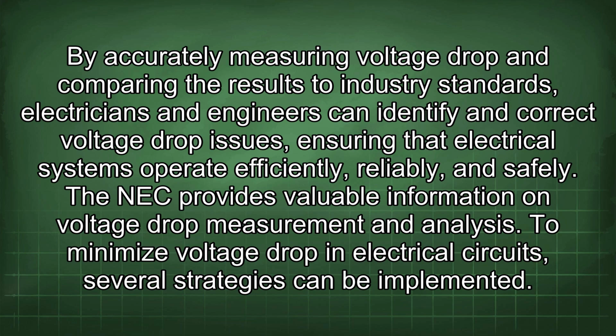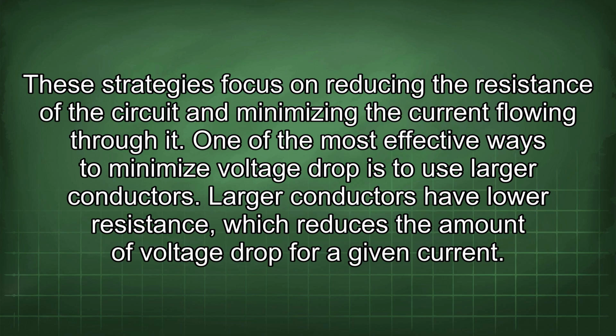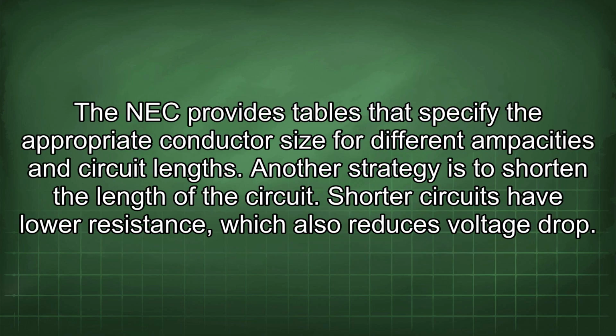To minimize voltage drop in electrical circuits, several strategies can be implemented. These strategies focus on reducing the resistance of the circuit and minimizing the current flowing through it. One of the most effective ways to minimize voltage drop is to use larger conductors. Larger conductors have lower resistance, which reduces the amount of voltage drop for a given current. The NEC provides tables that specify the appropriate conductor size for different ampacities and circuit lengths.